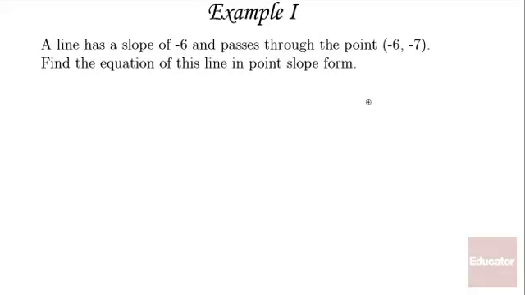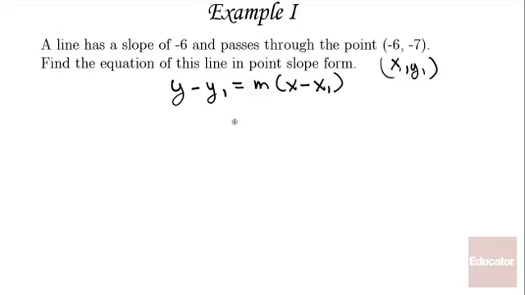Find the equation of this line in point-slope form. Remember that point-slope form is y minus y1 equals m times x minus x1. I've been given x1 and y1, and I've also been given the slope. So I have enough information to write this in point-slope form. I know that m equals -6, and I also have x1, y1.